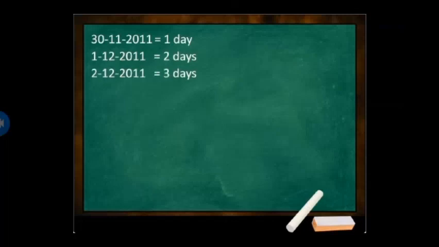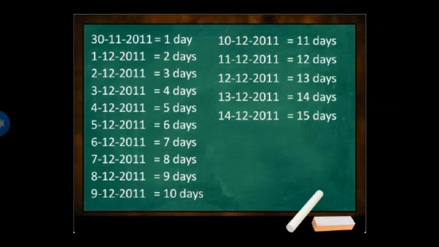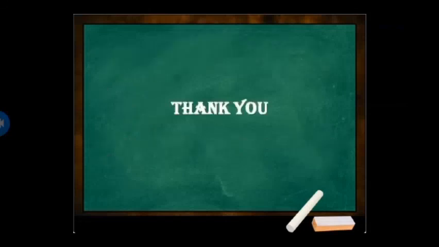So the first day is 30/11/2011. Then the second day is 1/12/2011 and it goes on up to 15 days. Now which is the 15th day? It is 14/12/2011. So Mahesh leaves his uncle's place on 14/12/2011. Thank you.